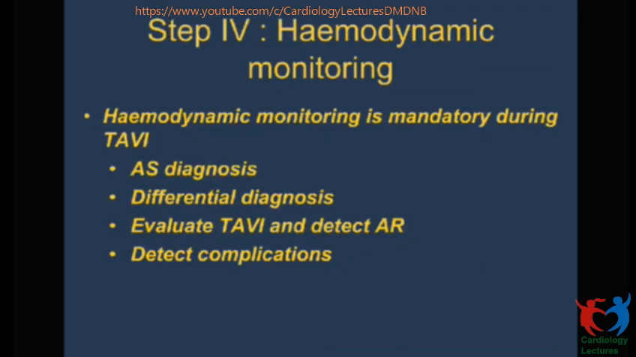Now you are doing your procedure. Your help would be hemodynamic monitoring. Hemodynamics would give you, yes, I know, the aortic stenosis diagnosis, but when the patient is referred, he did have an echo, and the diagnosis is good. It could give you a differential diagnosis, but it would be very helpful to evaluate the good results, to detect the aortic regurgitation and especially complications, because when you have a complication, the patient would have hemodynamic damage.